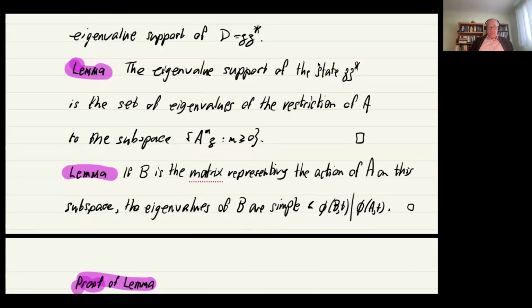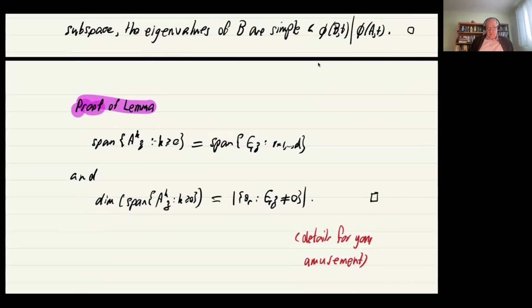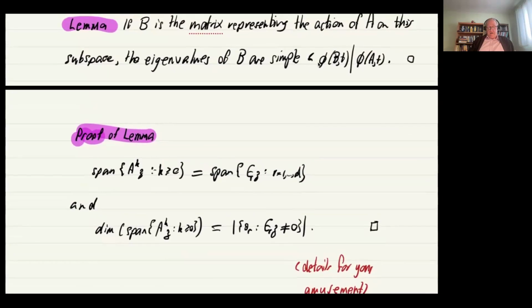The comment is, if B is the matrix which represents the action on this subspace, the eigenvalues of B are simple, and the characteristic polynomial of B divides the characteristic polynomial of A. Now, we don't care too much about this condition. The point is each eigenvalue in the eigenvalue support is an eigenvalue of A. And secondly, and this is important, I need to prove that.